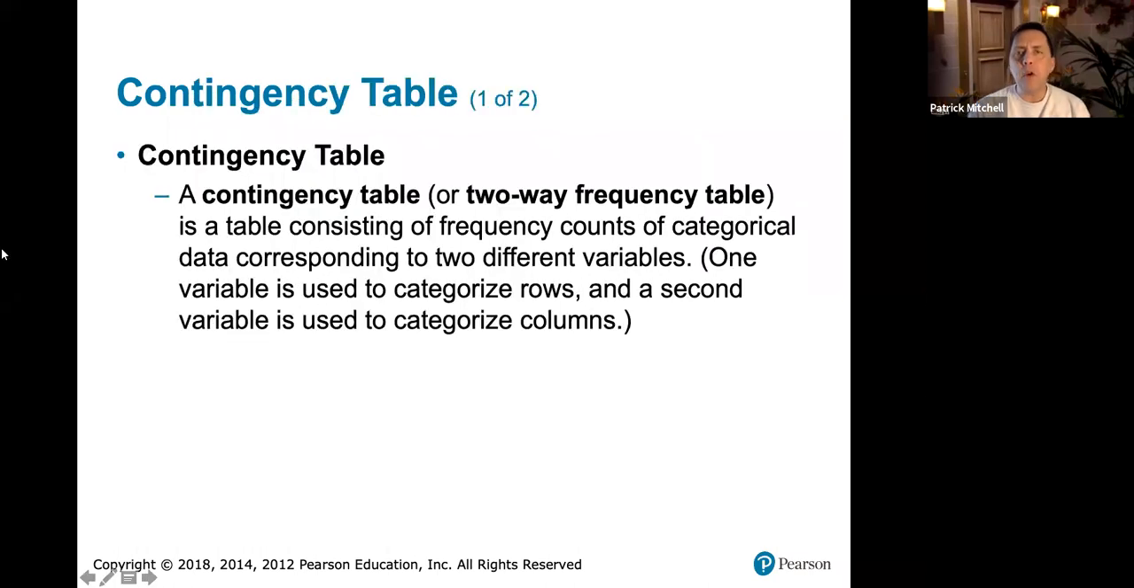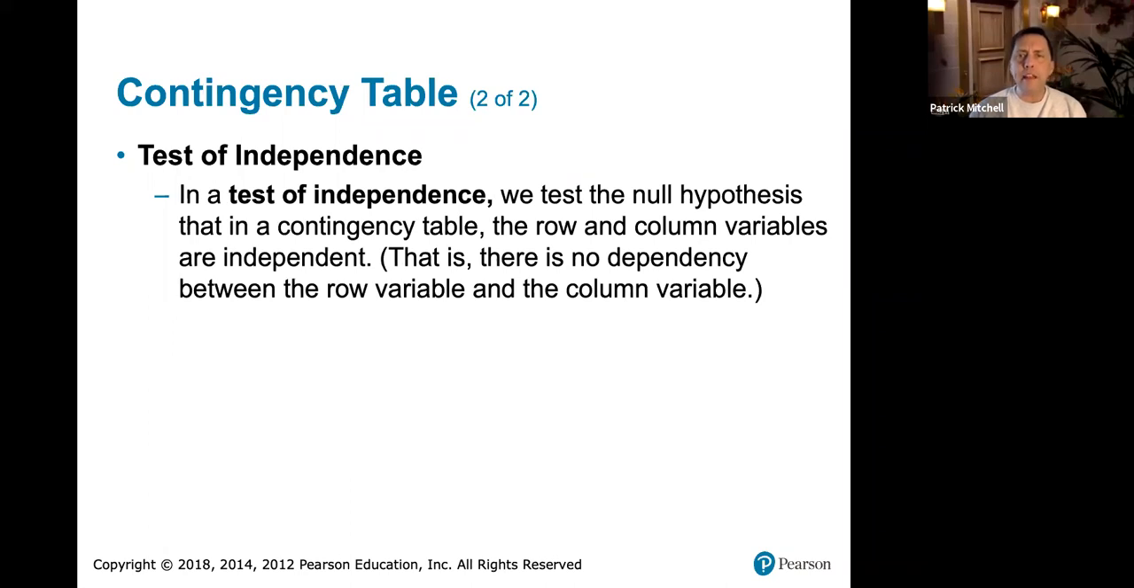So a contingency table, or two-way frequency table, is a table consisting of frequency counts of categorical data corresponding to two different variables. One variable is used to categorize rows, and a second variable is used to categorize columns. In a test of independence, we test the null hypothesis that in the contingency table, the row and column variables are independent. That is, there is no dependency between the row variable and the column variable. And just like with anything else, this will make a lot more sense when you see an example.